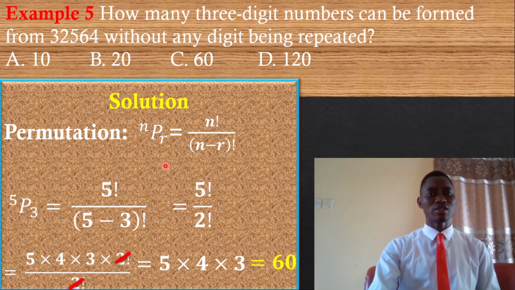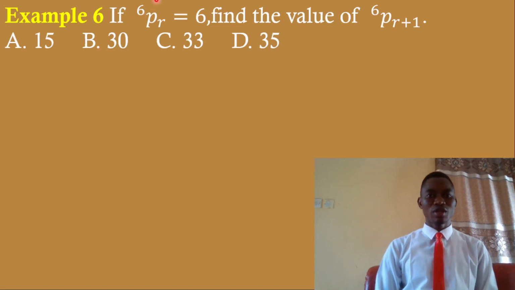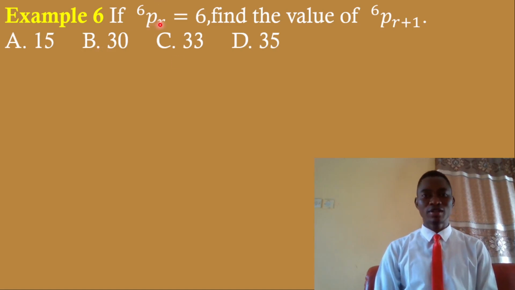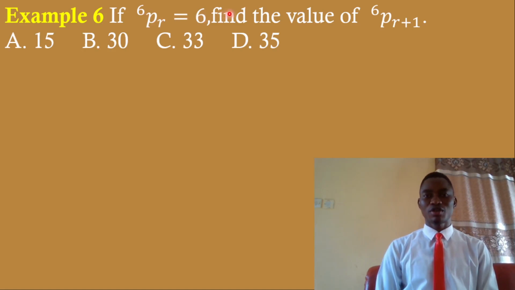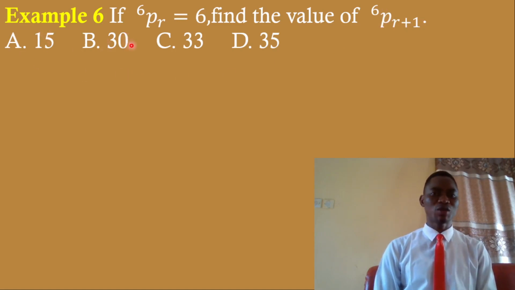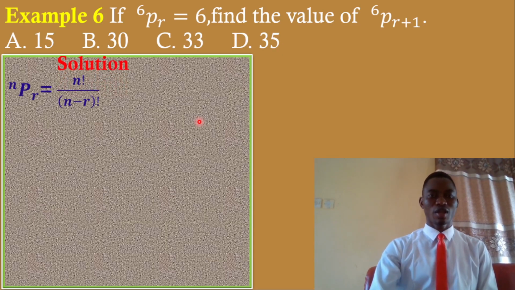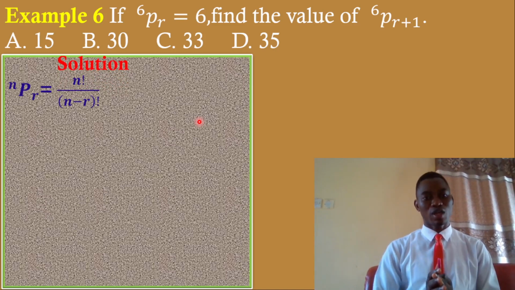Let's look at the sixth example for today. Example 6. I like this question. If 6 permutation r is equal to 6, find the value of 6 permutation (r plus 1). Wow, interesting. Option A, 15. Option B, 30. Option C, 33. Option D, 35. Let's look at the solution to this question. We recall our formula.